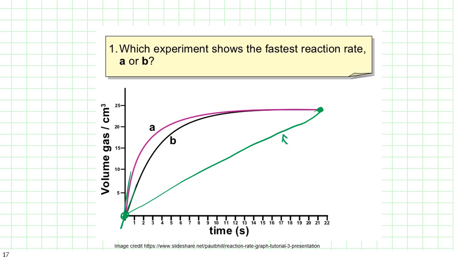That average rate's going to be the same, beginning of the reaction to the end of the reaction. They kind of end up in the same spot. If I wanted to look at maybe this point in time, I'm going to say that my B slope might be a little bit steeper than my A slope. So which one shows the fastest reaction rate? It depends on what kind of rate we're looking for.